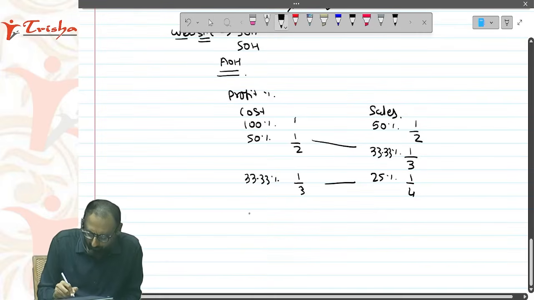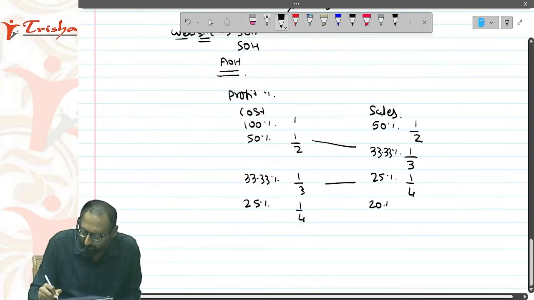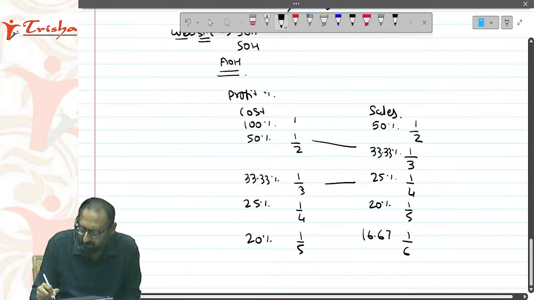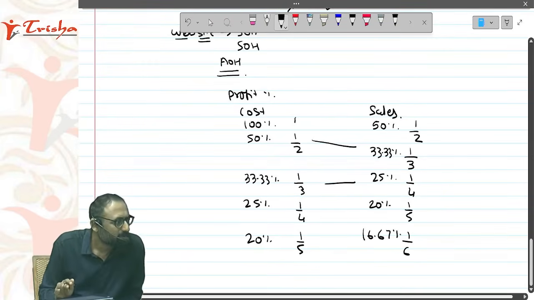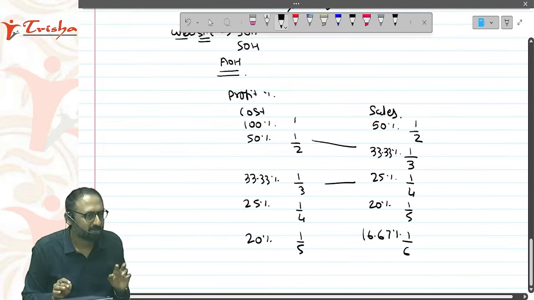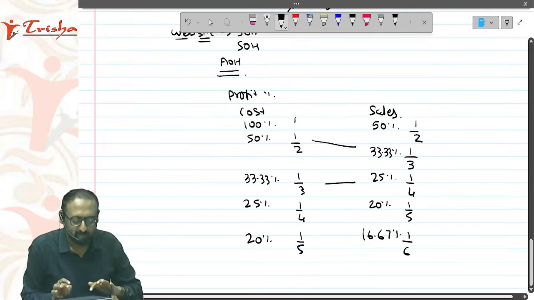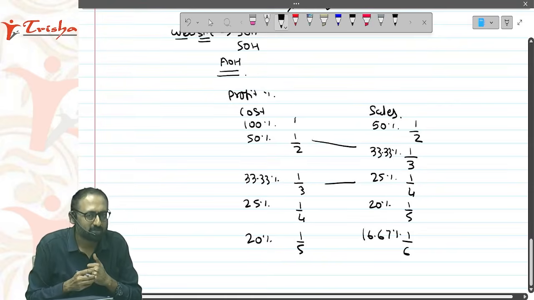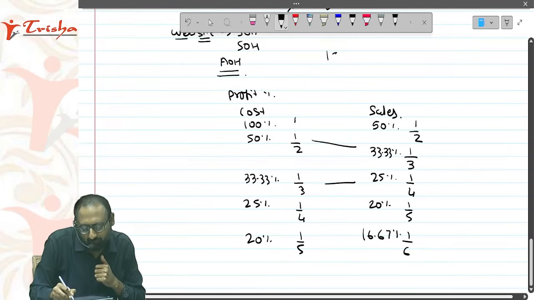Next one, if 25% on cost is given, that is 1/4 on cost, it will be equivalent to 20% on sales, 1/5. 20% on cost given, that is 1/5 on cost, it will be 1/6 of sales, 16.67%. Sir, is it correct or not? But sometimes, sir, the institute is smart. The institute knows you all know this. What will the institute do? Profit is 15% on sales.